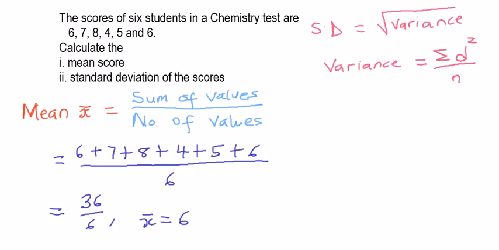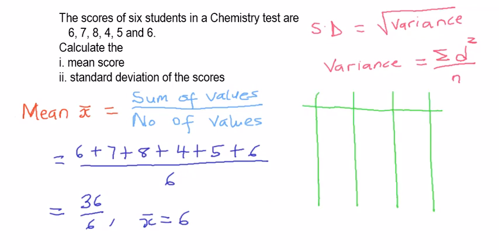To be able to get this, let's prepare a table for convenience, where the first column represents x, which is the score. The second column represents the deviation, d, and this last column represents the square of the deviation. The scores are 4, 5, 6, 6, 7, and 8.